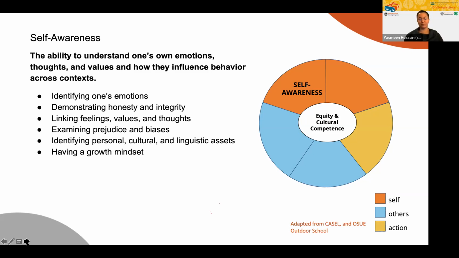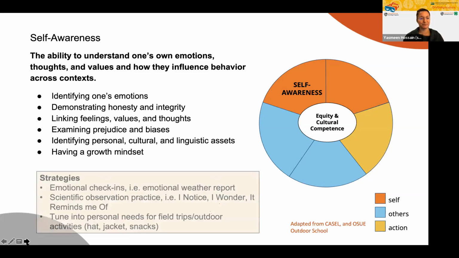Next, if you could click one more time, please. So in an educational setting, how might you implement this? One thing could be doing emotional check-ins like the weather report or the farm animal, using scientific observation practice and STEAM. I wonder reminds me of tune into personal needs for field trips or outdoor activities. So letting students figure out, well, we're going outside, there's some snow, what might you need? Am I cold? Am I hot? What do I need?